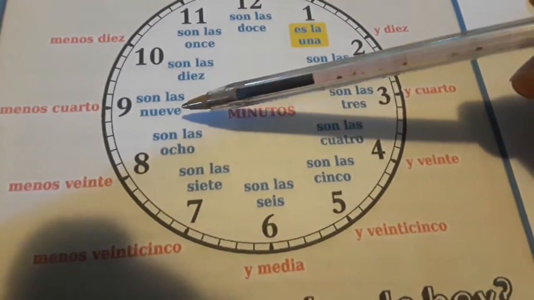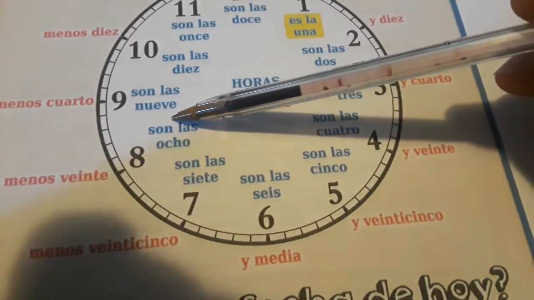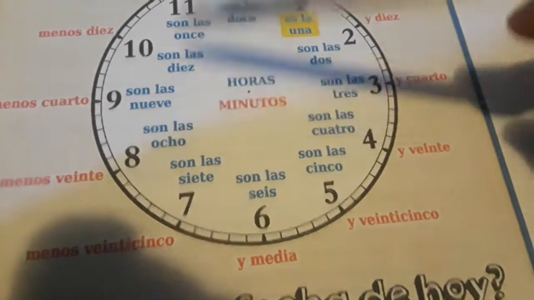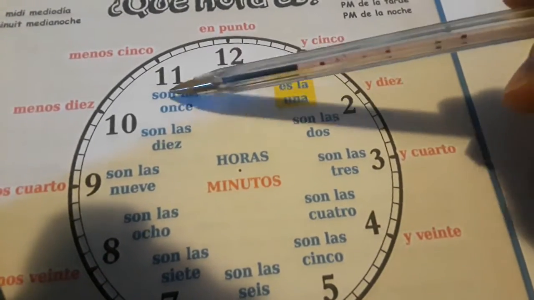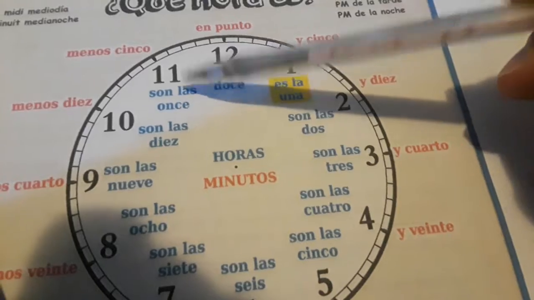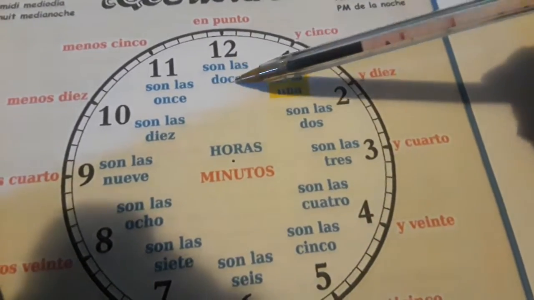I probably said that too fast, sorry. Son las 9, son las 9. Okay, son las 10, son las 11, son las 12. All right, now. So we're going to move on.